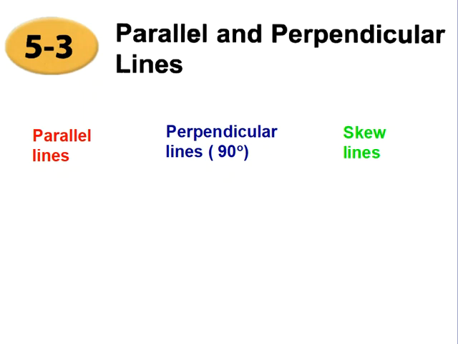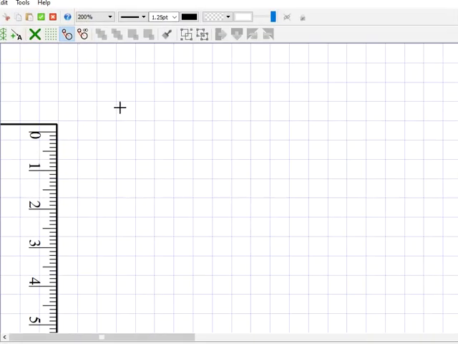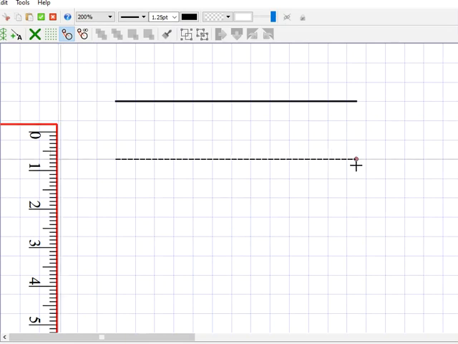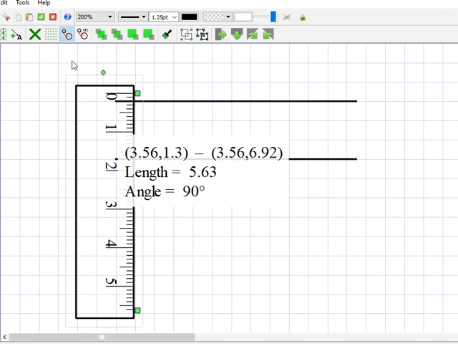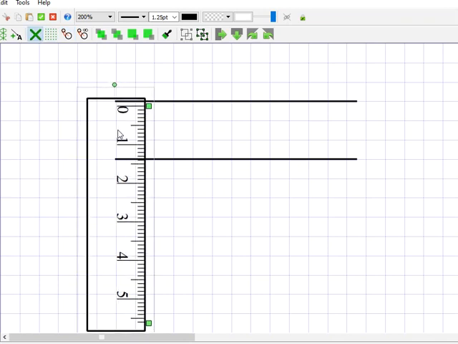Let's start with the parallel lines. For parallel lines, I can explain. Okay, I draw it. As you see, they are parallel. They never intersect. Even if I continue to infinity, they will not intersect each other. And the distance between them will be constant all the time.